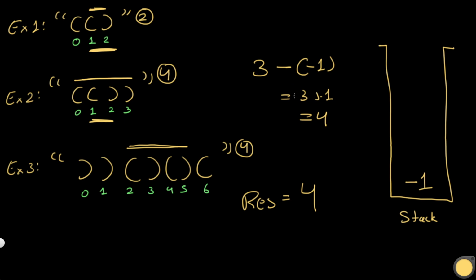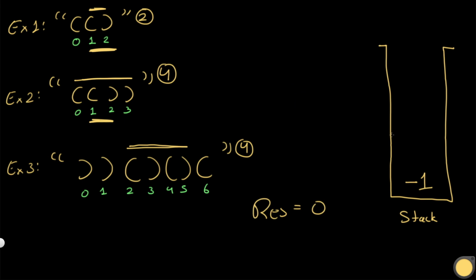Okay, and now let's finally go on to the last example. So now we know our stack has to start off with -1 in it, and result starts off with 0. So again, we have another problem here. The first value over here is a closed parenthesis. Now, what exactly do we do?